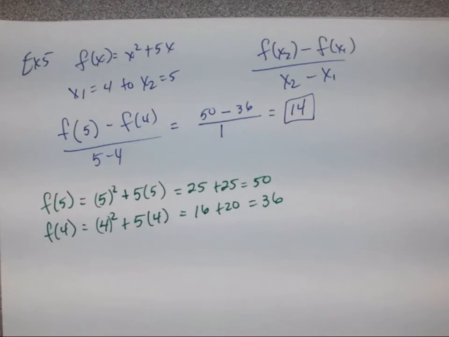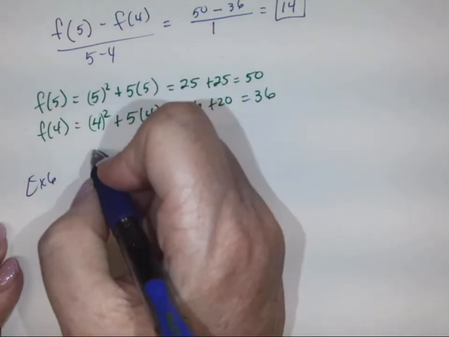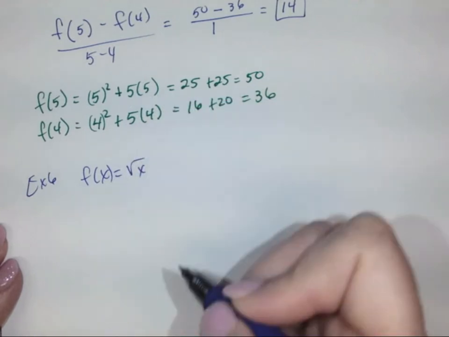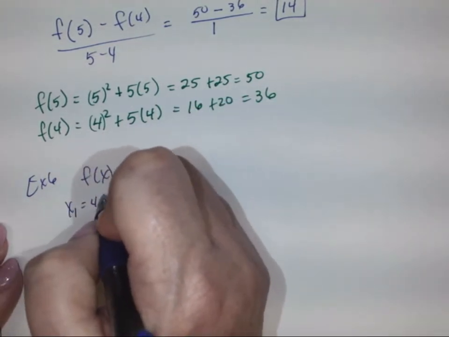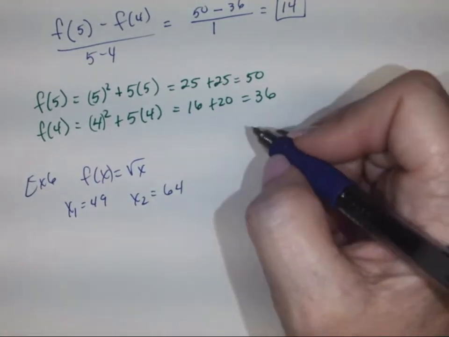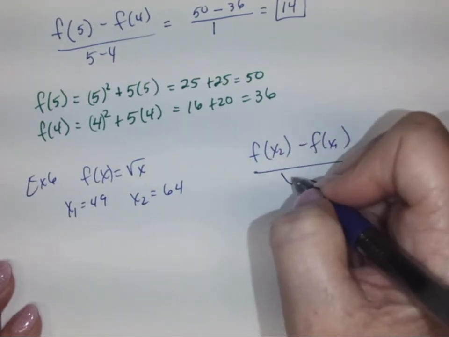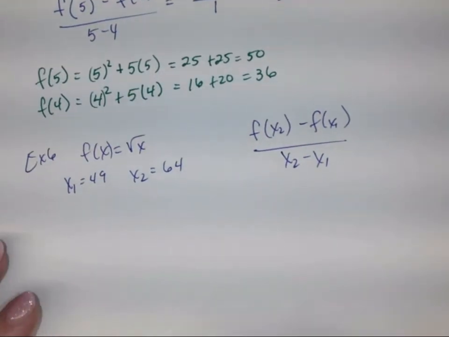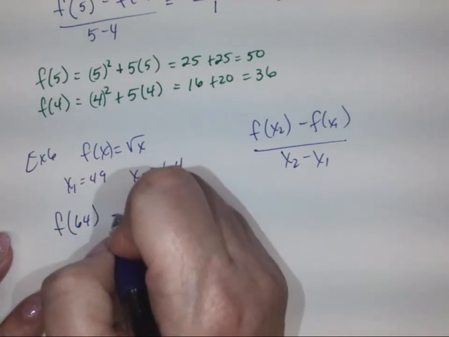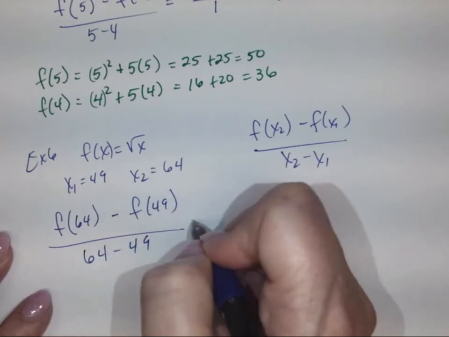All right, example 6, we're going to find the average rate of change for our function f of x is equal to the square root of x, where x sub 1 is equal to 49 and x sub 2 is equal to 64. So again, we have f of x sub 2 minus f of x sub 1 all over x sub 2 minus x sub 1. So we'll have f at 64 minus f at 49 all over 64 minus 49.